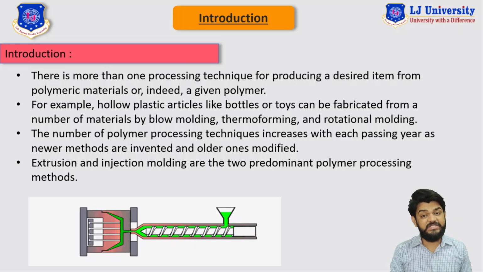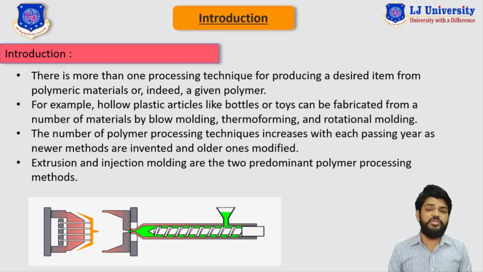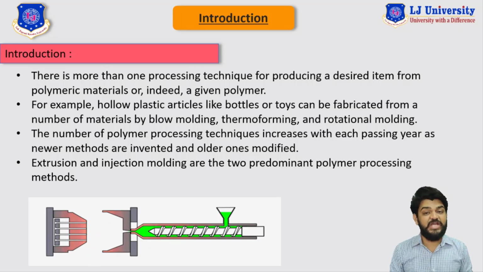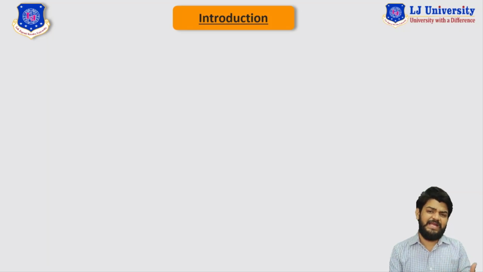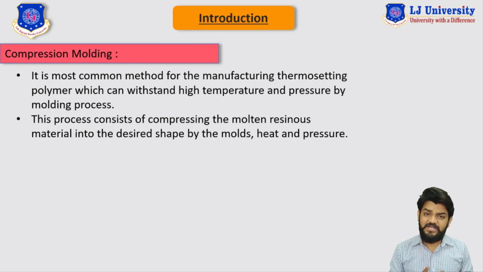Now, after understanding this, let's focus on one technique that is largely used for the production of the desired shape of polymer, and that is compression molding, right? You can see here that compression molding is largely used to convert raw polymer into the desired shape of the polymer. As you can see here, it is the most common method for manufacturing thermosetting polymers, which can withstand higher temperature and higher pressure by the molding process.